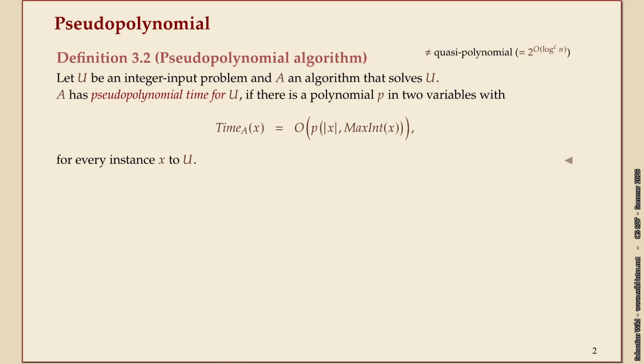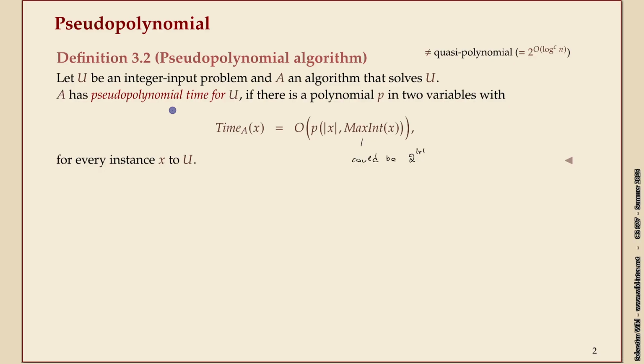Nevertheless, we'll do the following definition. We call an algorithm pseudopolynomial if its running time is a polynomial of the size of the input, n, and this max integer. So in particular, this means that the overall thing could be exponential. So pseudo-polynomial time does not mean polynomial time, right? That's quite clear. That's why it's only pseudo-polynomial.